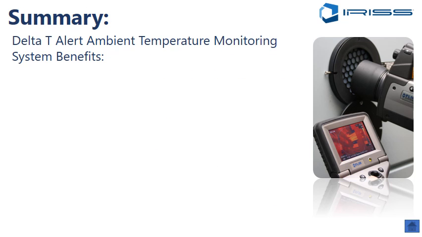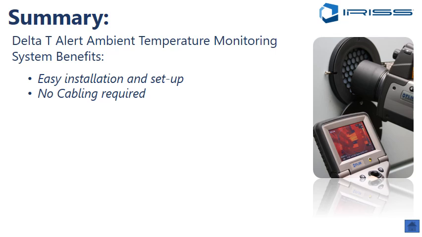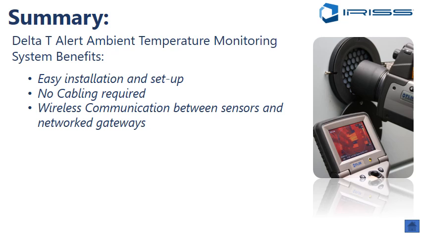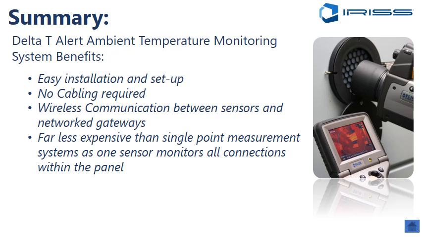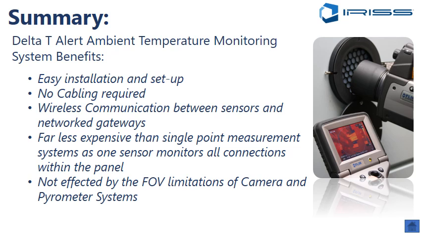To summarize, Delta T Alert ambient temperature monitoring system benefits are: easy installation and setup. We literally just drill one hole, insert the device in there, and it's measuring away. It takes literally minutes to install. No cabling required. Wireless communication between sensors and network gateways. Far less expensive than single point measurement systems as one sensor monitors all connections within the panel. And not affected by field of view limitations of camera and pyrometer systems. So it's significantly less money to install and very, very effective.